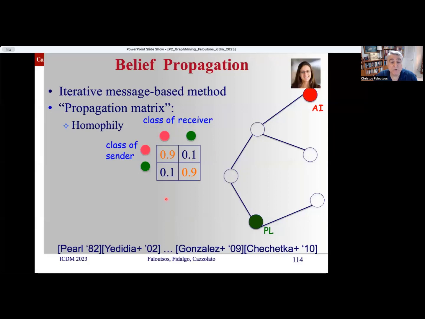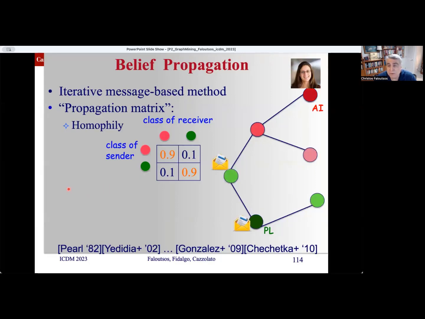And suppose we have a compatibility matrix. Red people, AI people, in their vast majority have red co-authors, AI co-authors. Occasionally, rarely, they have a green co-author. So how can we find the colors of the rest? The idea is that every node sends messages to its neighbors, as shown in this animation.